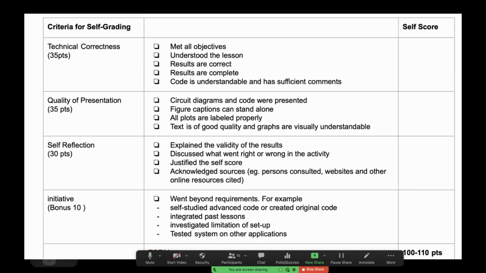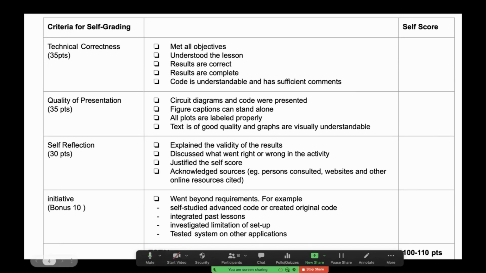Another 30 points for self-reflection. See, taas ng grade niya rin. Because this is where the learning happens, guys. When you explain the validity of the results in the report, you discuss what went right or wrong in the activity, you justify the self-score, and another important science habit is you acknowledge your sources, like the persons you consulted, even the websites and other online resources cited.